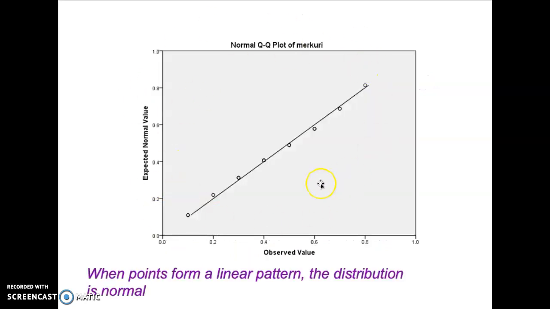First thing first, you need to look at the normal Q-Q plot. In this case, when points form a linear pattern, the distribution is considered as normal, meaning that if the points are near to the linear pattern, your data or your dependent variable data is normally distributed.